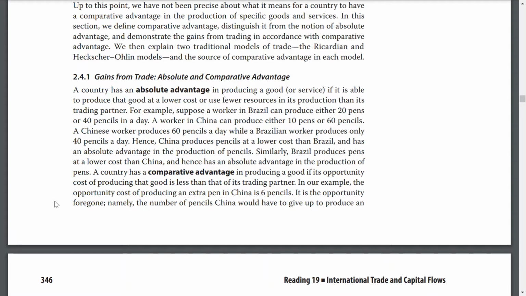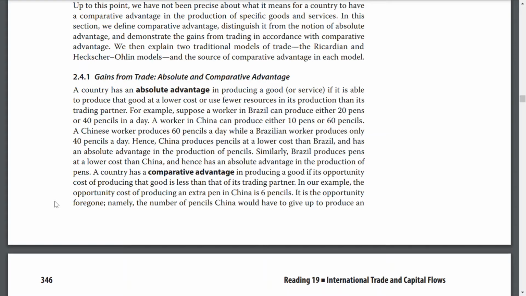For example, suppose a worker in Brazil can produce 20 pencils or 40 pens in a day. A worker in China could produce 60 pencils or 10 pens a day. A Chinese worker produces 60 pencils a day, while a Brazilian worker produces only 20 pencils a day. Hence, China produces pencils at a lower cost than Brazil, and has an absolute advantage in the production of pencils. Similarly, Brazil produces pens at a lower cost than China, and hence has an absolute advantage in the production of pens.